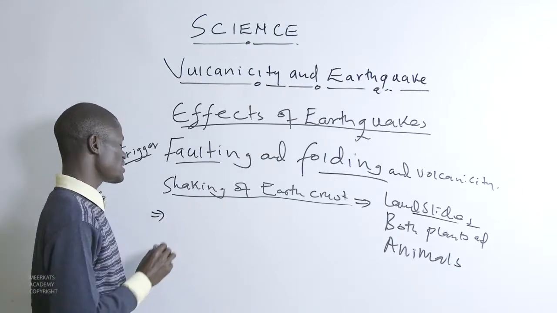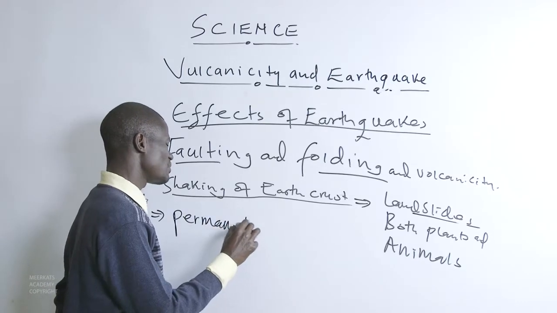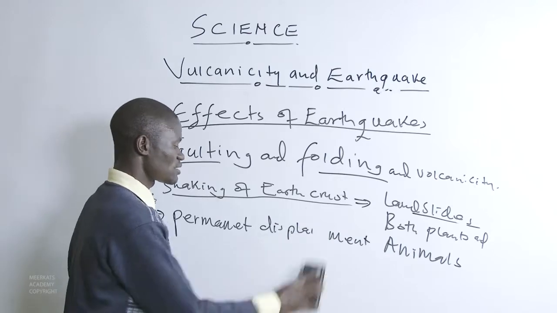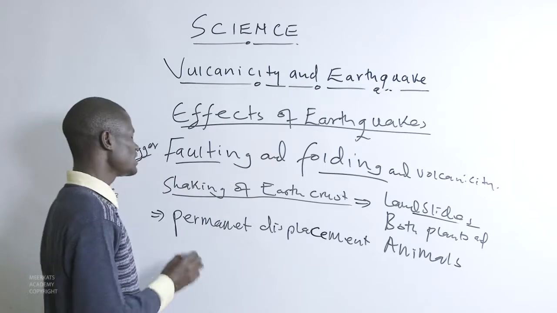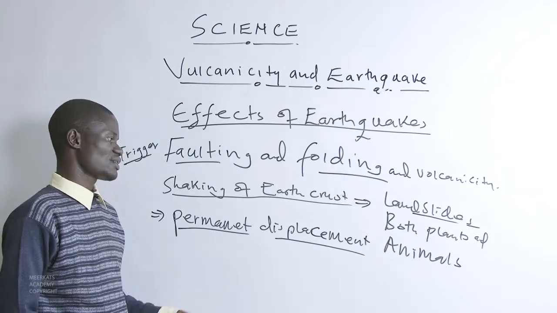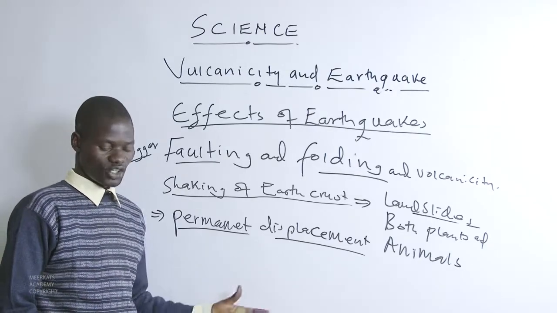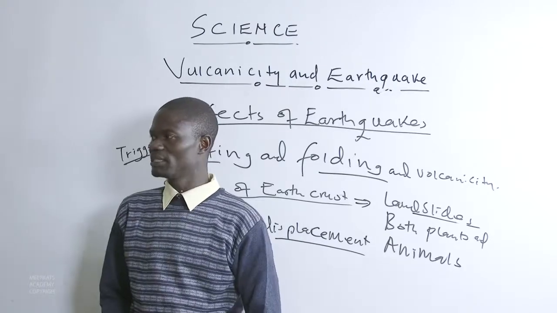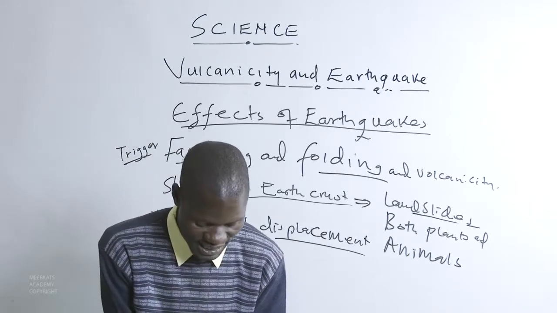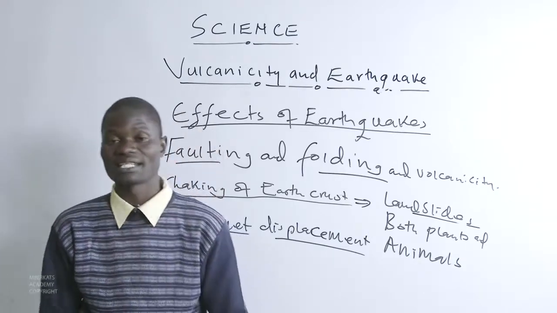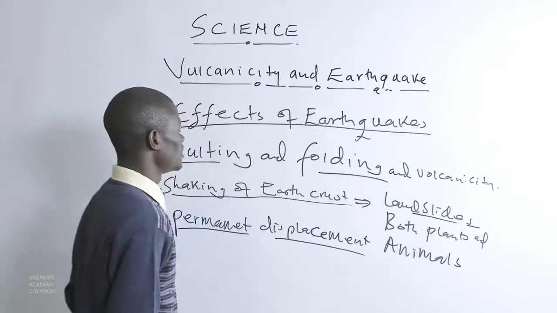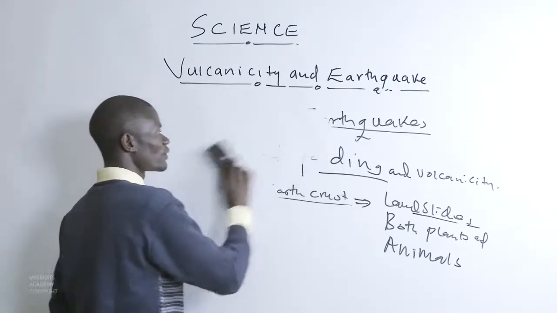In the regions where the earthquake occurs, there is always also what we call permanent displacement. People are displaced permanently. That displacement has been caused by the earthquake. And as a result of that, in the regions where the people have been destroyed, nobody will be glad and happy to find a habitation in those environments. And these are various reasons why earthquakes occur, and their effects. There are very many effects of earthquake whenever they occur. We have been able to look at them.